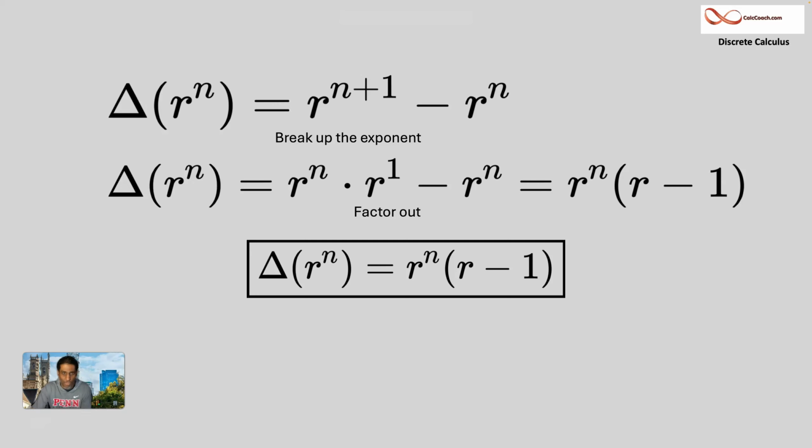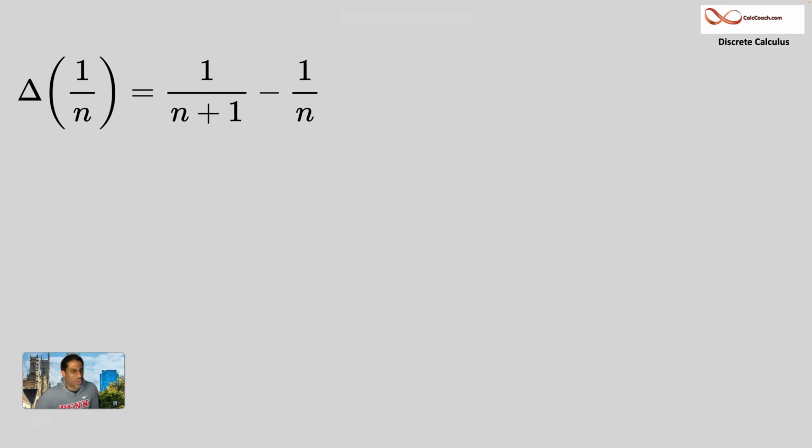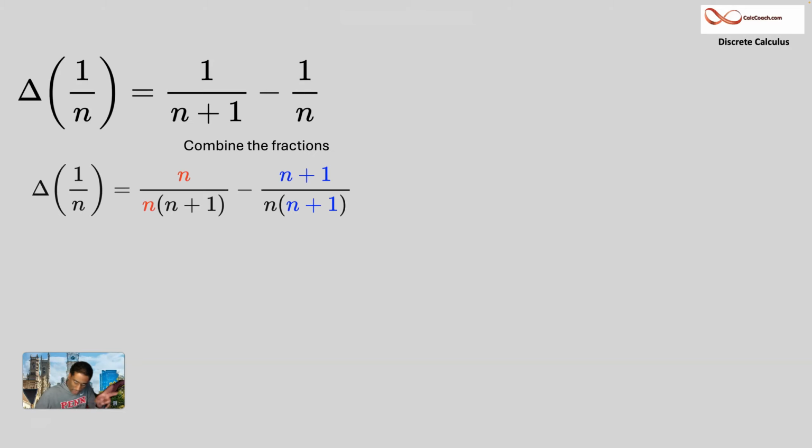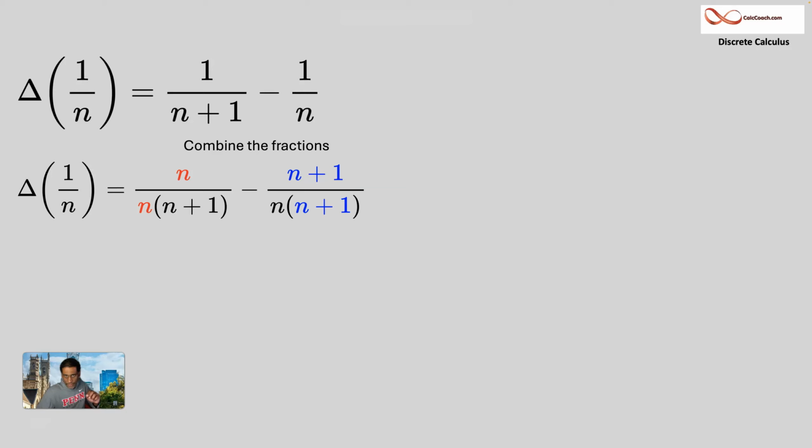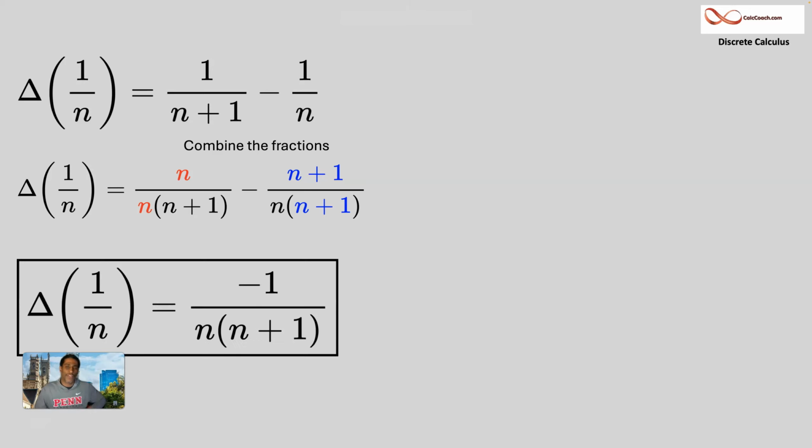Okay. All right, great. How about 1 over n? So we write 1 over n plus 1 minus 1 over n. We should combine these fractions together. Multiply by what you're missing from the common denominator and cancel in the numerator. The n minus n cancels. You're left with a negative 1, careful. And so the forward difference applied to 1 over n is negative 1 over n times the quantity of n plus 1.